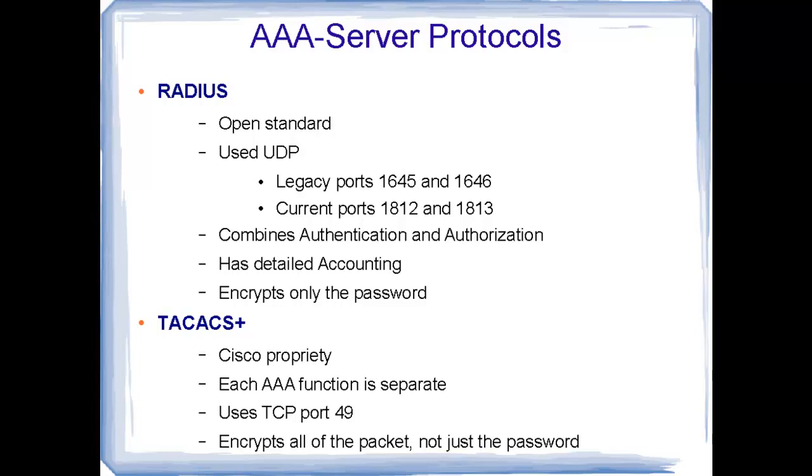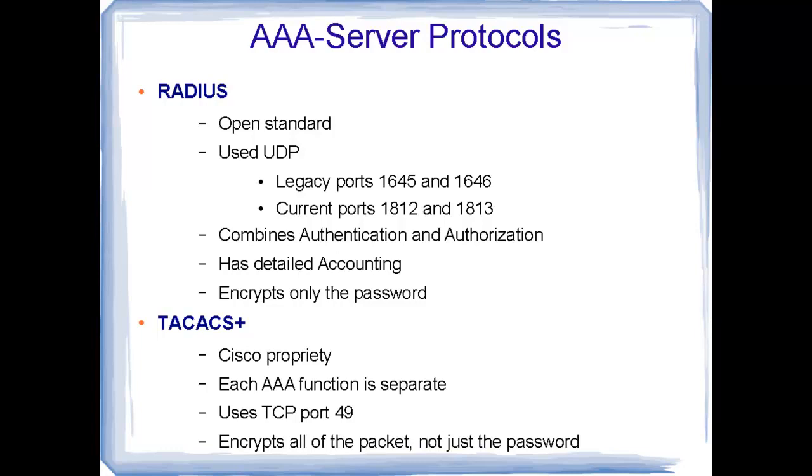These protocols are only used between the client and the server. And in our previous example of our picture, the client is the router, and the server is the Radius or the TACACS or the Cisco Secure ACS server that we've configured, whatever we've configured on that box. There's a couple things you need to know about Radius and TACACS.